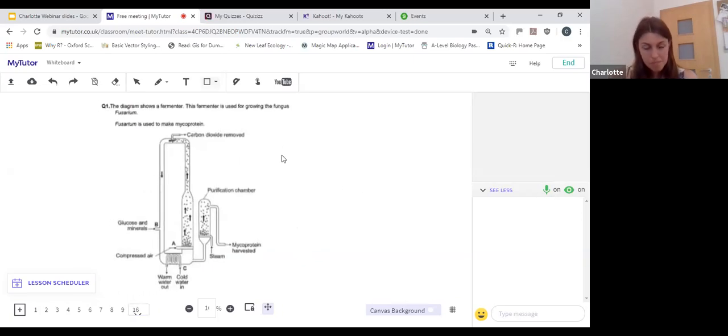Okay, so I also wanted to do a question about things that weren't animals or plants. So here we're talking about a fungus. This needs you to think about respiration in the context of a fungus. So it's something a little bit more unfamiliar. So the diagram shows a fermenter. The fermenter is used for growing the fungus Fusarium, and Fusarium is used to make a mycoprotein.